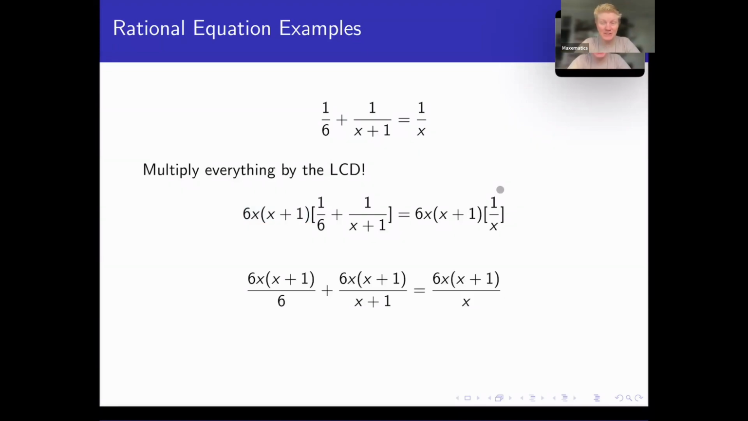And now what you probably see is that some things cancel out. How nice. 6 cancels out here. X plus 1, the whole factor cancels out here. And x, that cancels out here. Oh, that's really, really nice. Cool. All righty.